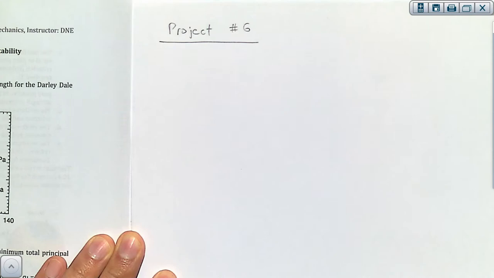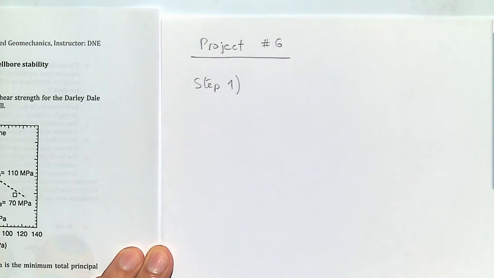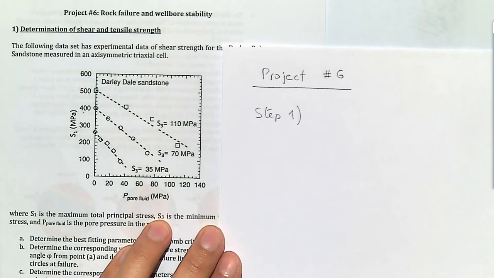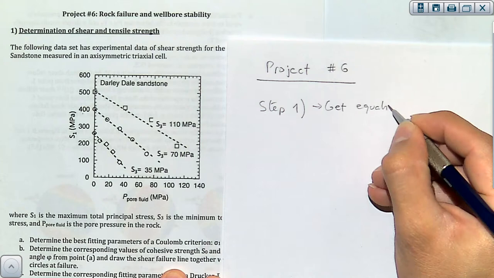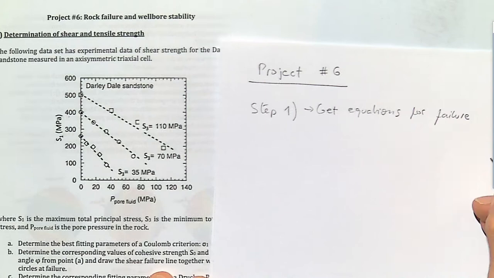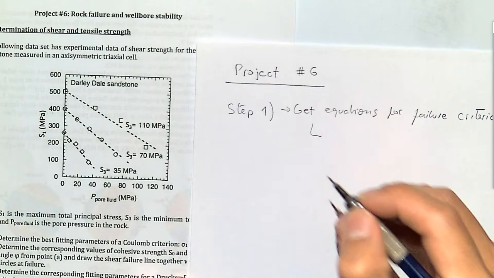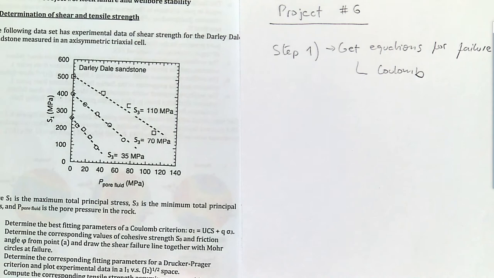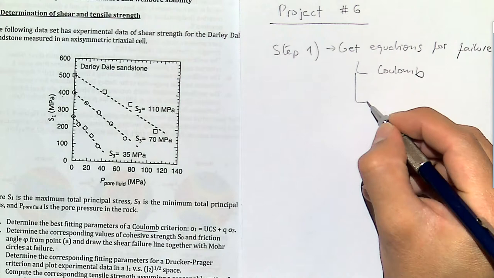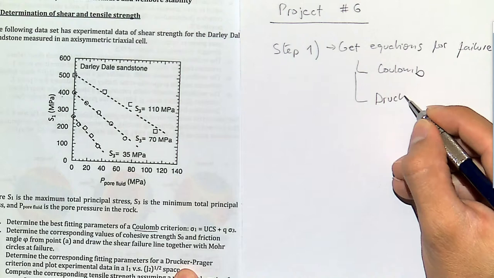Step one, you're going to have to digitize this data and get the equations for the failure criteria. And that's going to be Coulomb over here, with the same parameters and the equations that we also saw in class. You're going to have to use those to feed also Drucker-Prager.